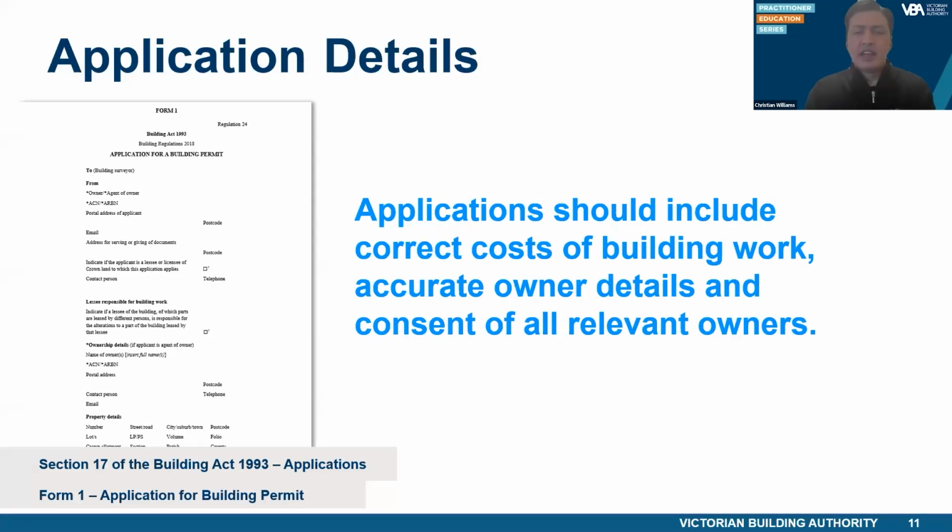To avoid delays in issuing of building permits, the VBA recommend that practitioners who are acting as agents for the owner ensure that the details on the application form are all filled out correctly. This includes the owner's details. It is noted that consent from all relevant owners is required to make an application. Therefore, if a practitioner is acting as an agent, they should also ensure that all relevant owners have signed the authorisation to act on their behalf.